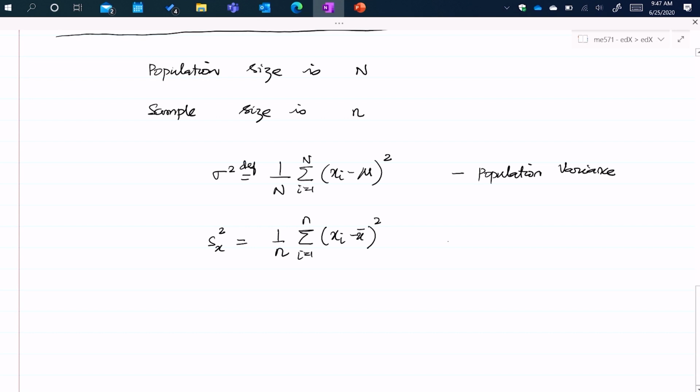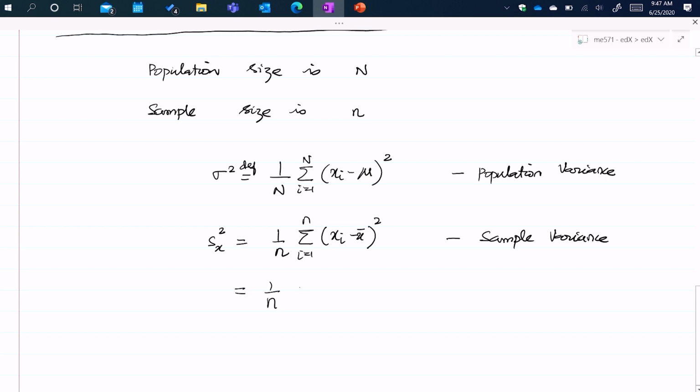Okay, this is the sample variance. What we would like to estimate is... we know the sample variance will depend on the particular sample that we choose. And if I choose multiple samples, each sample would give me a different sample variance. Therefore, the sample variance itself is statistically distributed, and this x bar is also statistically distributed.